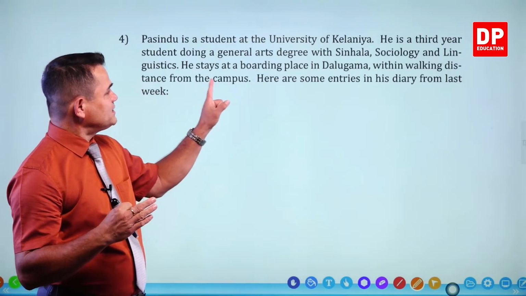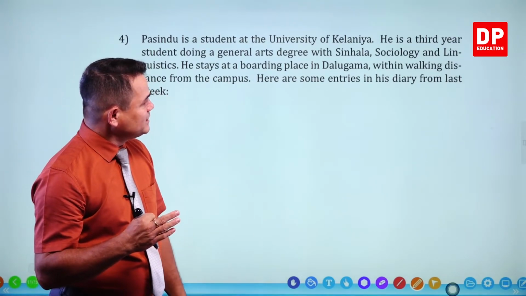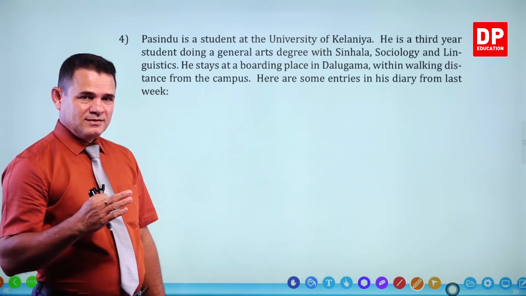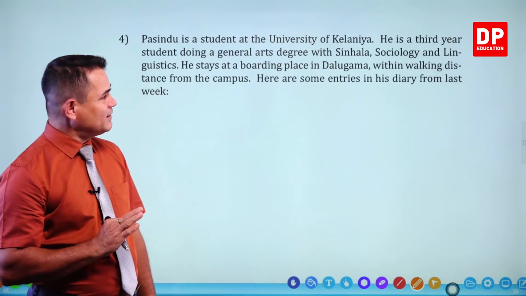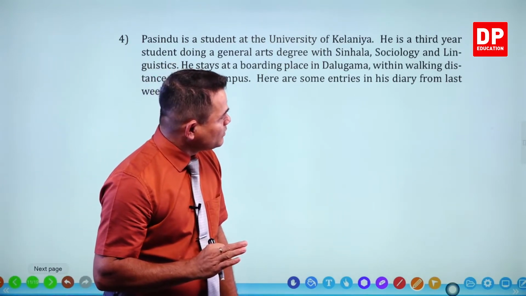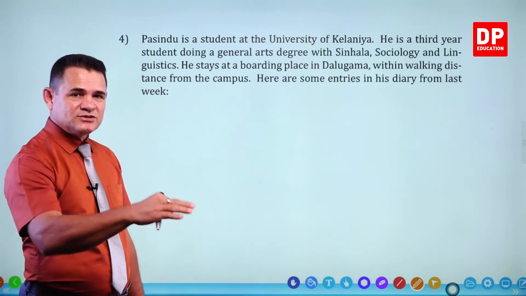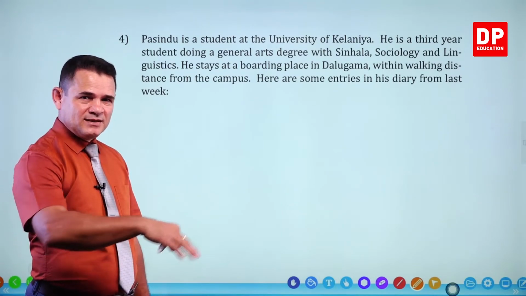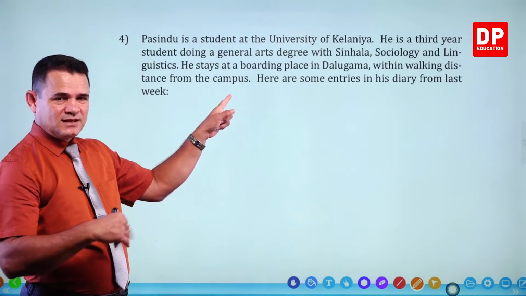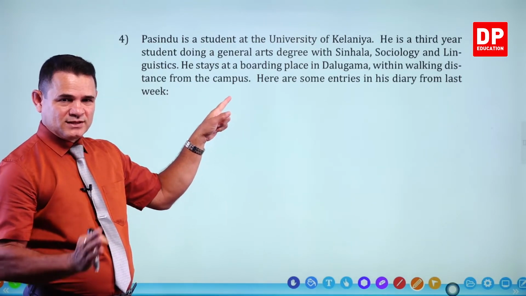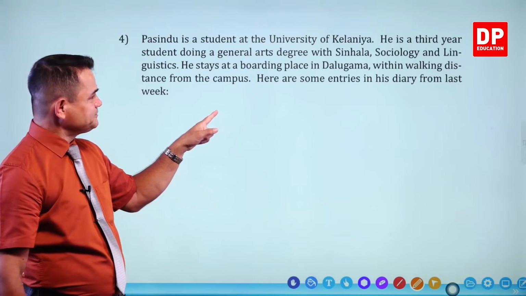He stays at a boarding place in Dalugama. Where does he stay? In Dalugama. He has a boarding place there, within walking distance, a distance you can walk, from the campus. Campus, right? From the boarding house to the campus, just walking distance.